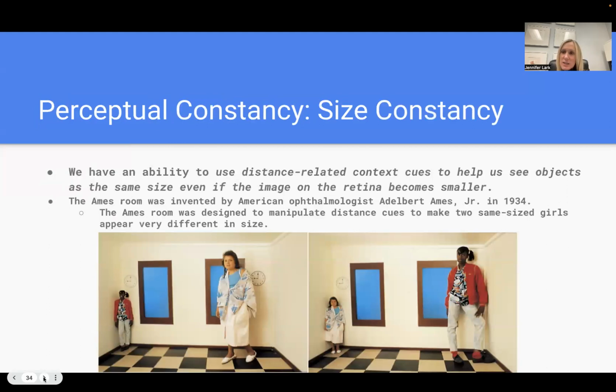Okay, last couple things. In addition to color constancy, we also have size constancy and shape constancy. Size constancy means we have an ability to use distance-related context cues to help us see objects as the same size, even if the image on our retina becomes smaller. So basically, this is saying that with my giant 6'9" husband, when he stands right next to me, he absolutely looks 6'9". When he walks far, far away from me, technically, my brain should perceive him as shrinking or getting smaller, but it doesn't because of size constancy. My brain's like, nope, he's still 6'9". He's just far, far away from you, and that's why he looks this big instead of 6'9".